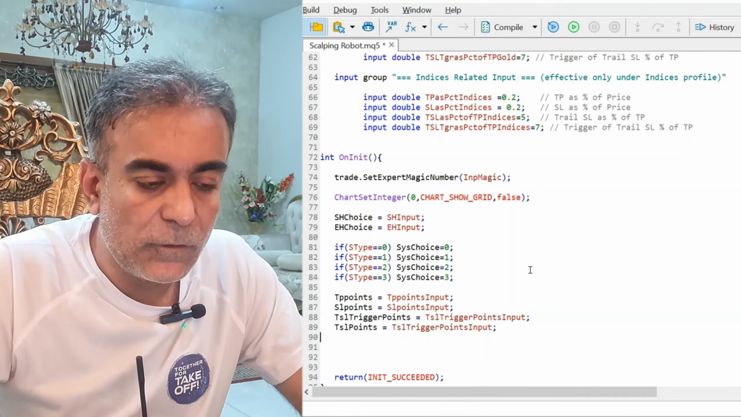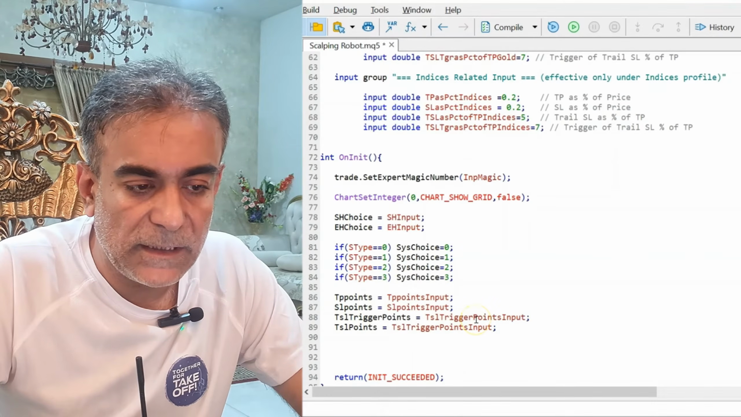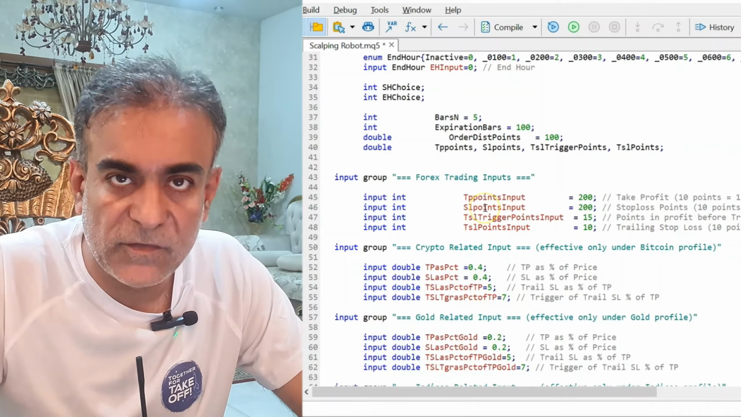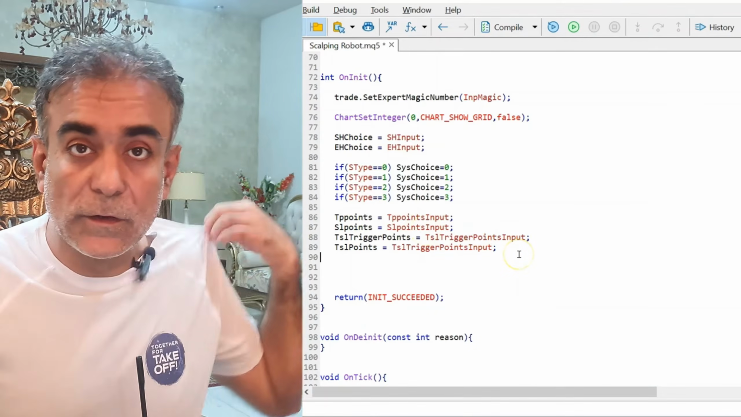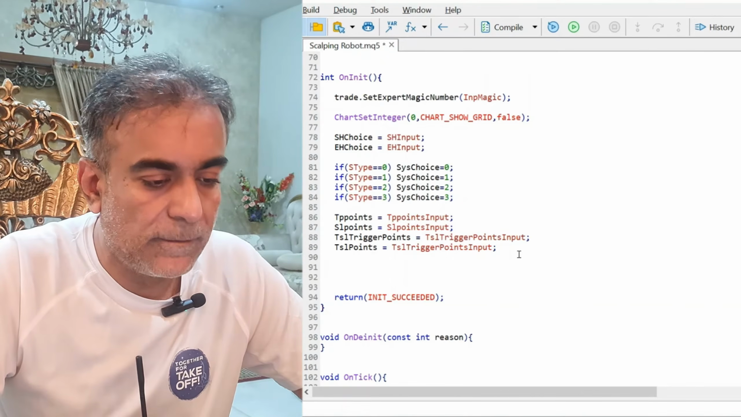Now, for the default, what I'm going to do is assign to these variables the values that I have collected from the user under the Forex profile. So these variables are not empty. They have, by default, the Forex values in them.